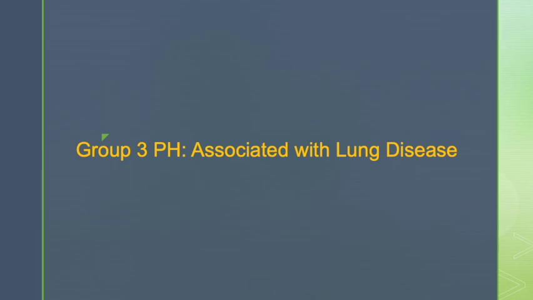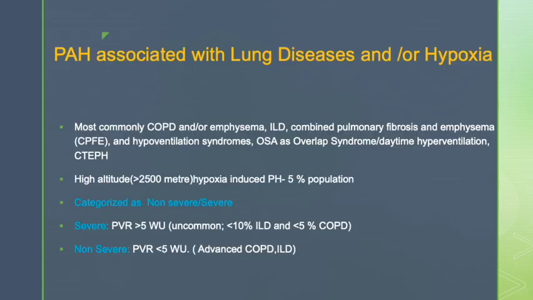Coming next to the other group, which is of great interest to us as pulmonologists, which is group 3 PH, which is associated with lung disease or hypoxia. Most commonly we see COPD or emphysema or ILD related pulmonary hypertension. There are cases with combined fibrosis and emphysema and patients with hypoventilation syndromes and obstructive sleep apnea.